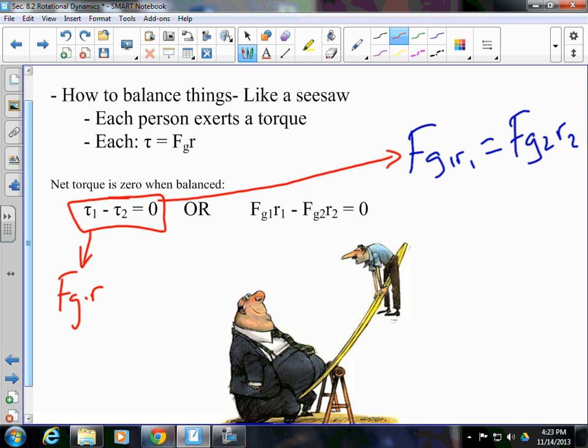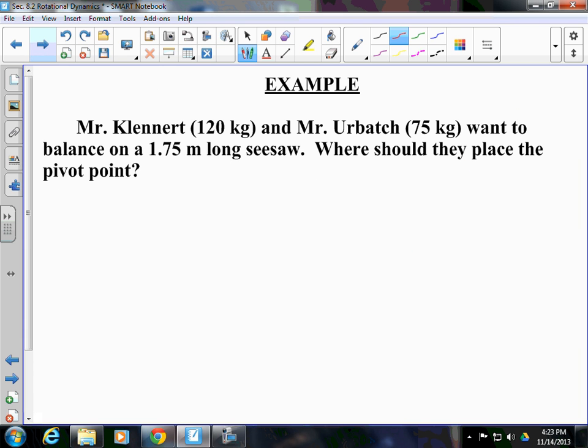And this helps with stabilizing objects such as seesaws or any balancing equation. Maybe a tightrope walker walking across something would use this equation to figure out exactly what's the perfect balance he could have. So here's our example. We're going old school. Mr. Kleinert, 120 kilograms, and Mr. Urbach, 75 kilograms, want to balance on a 1.7 meter long seesaw. Where should they place the pivot point?